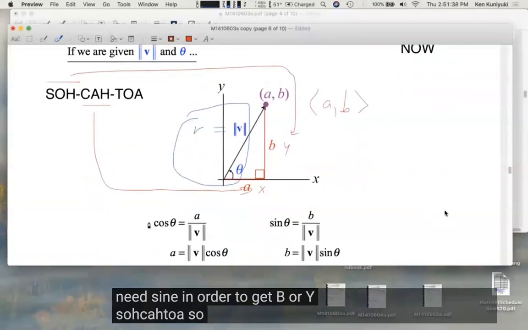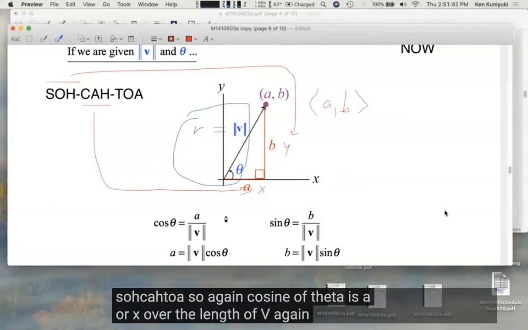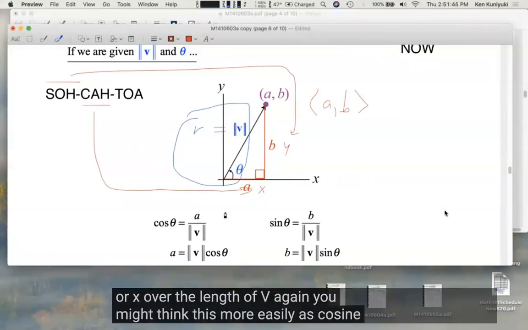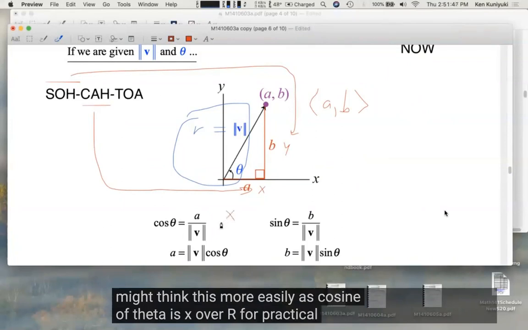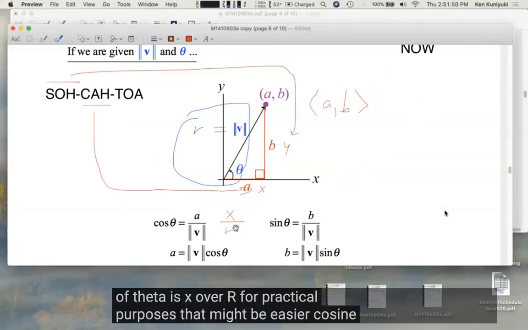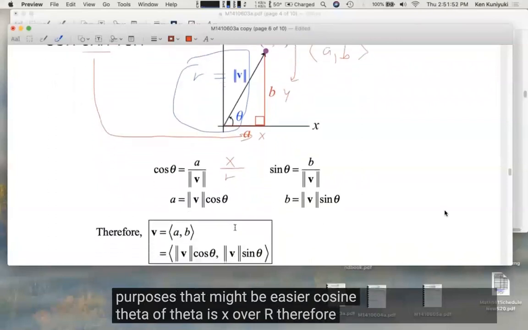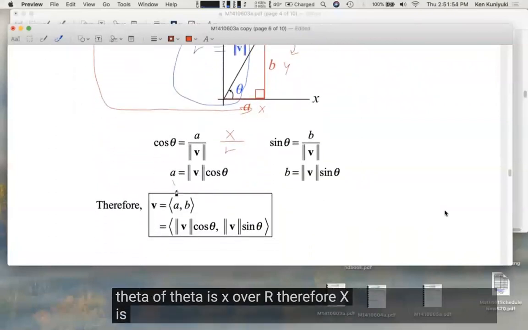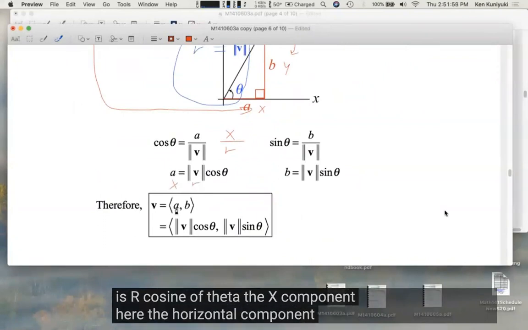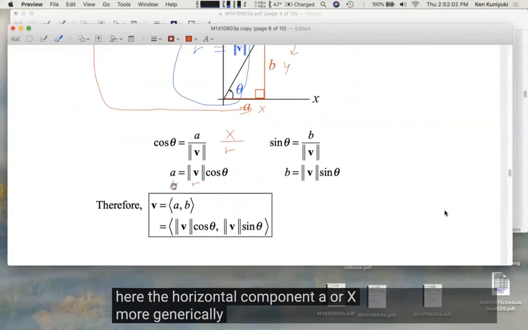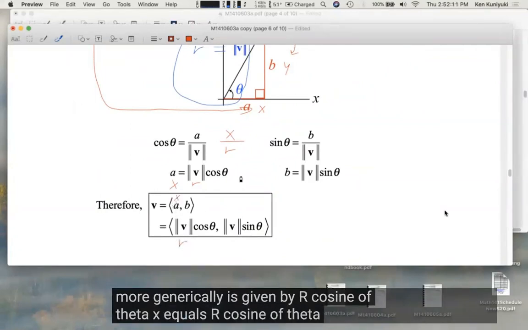SOHCAHTOA. So again, cosine of theta is A or X over the length of V. Again, you might think this more easily as cosine of theta is X over R. For practical purposes, that might be easier. Cosine of theta is X over R. Therefore, X is R cosine of theta. The X component here, the horizontal component, A or X more generically, is given by R cosine of theta. X equals R cosine of theta.